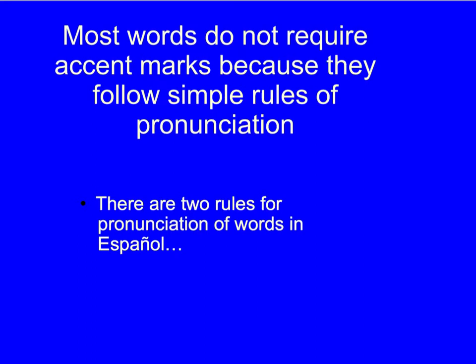You'll notice when you look at a page of writing that most words don't have accent marks on them because they do follow rules of pronunciation. So if we can talk about two basic rules for pronouncing words in Spanish, it will become clearer to you why so few words need accent marks.